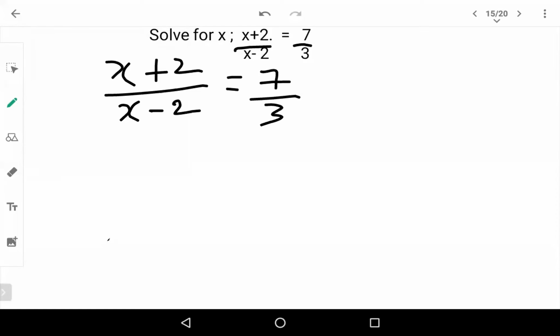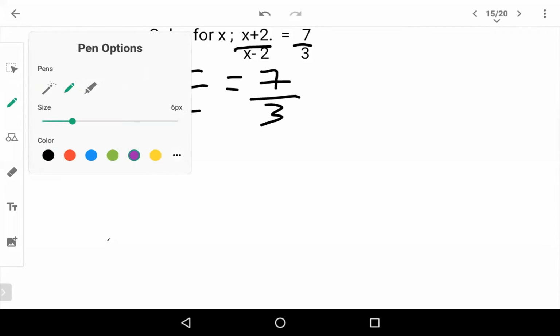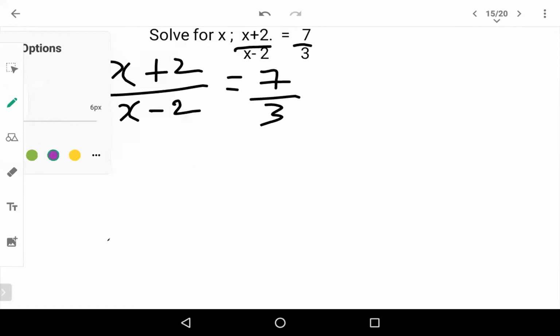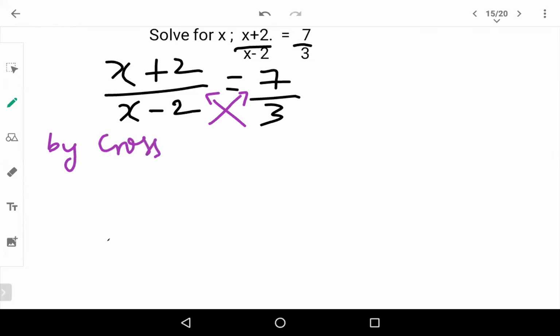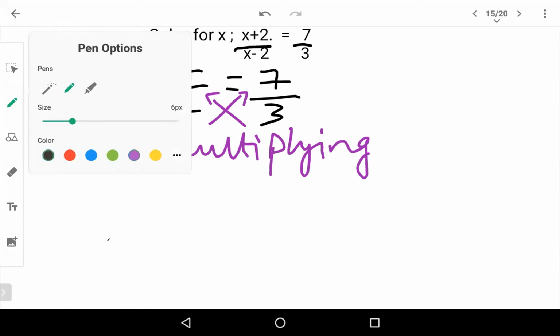Okay, so what is the first step that we applied in the previous problem? What did we do? We tried something, right? Okay, many of them solved. Good, Spurti. So we tried cross multiplication, right? So we are going to do the cross multiplication here also. So you have to go like this: by cross multiplying. Now what do we get?